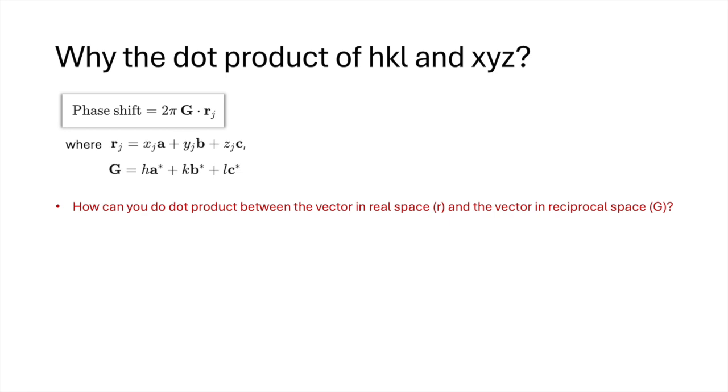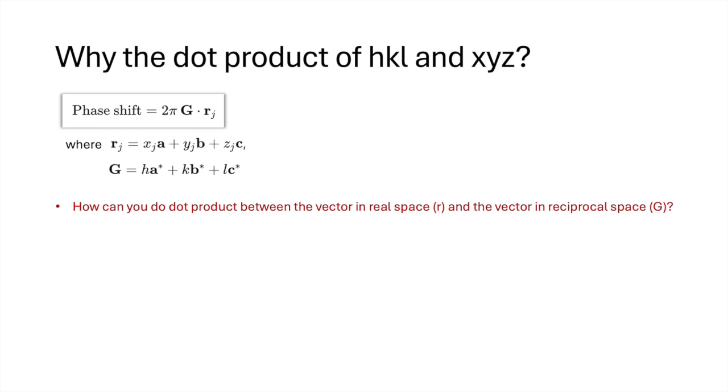The next thing that bothered me was x, y, and z. These are in real space, whereas HKL are in reciprocal space. How can you do a dot product between two vectors, one in real space, one in reciprocal space? In fact, it is possible.